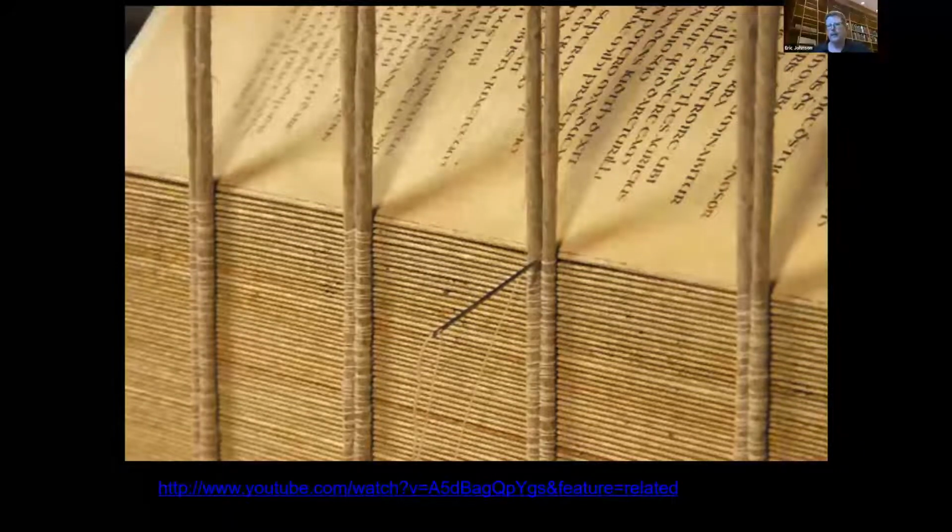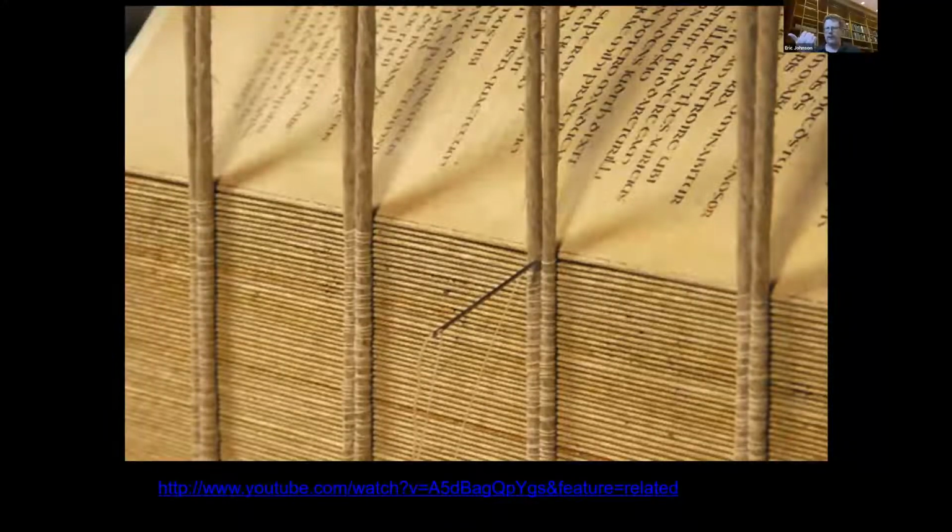But this is a little video of how sewing frame supported binding actually looks, what that process looks like. If I recall correctly, this is a video out of Italy, and you don't have to watch the whole thing, but watch the first minute or two of it, just to get a sense of how this sewing process works, from puncturing through the fold and then doing figure eights and wrapping the thread and threading that needle around those sewing supports, those double cord sewing supports.